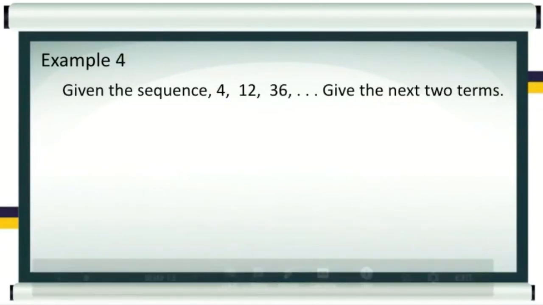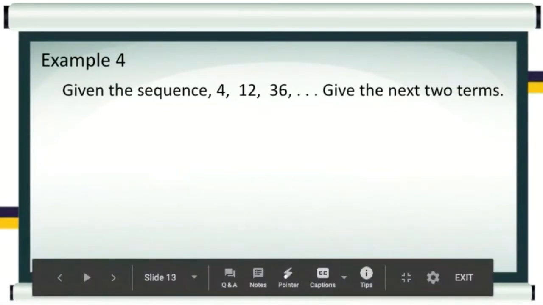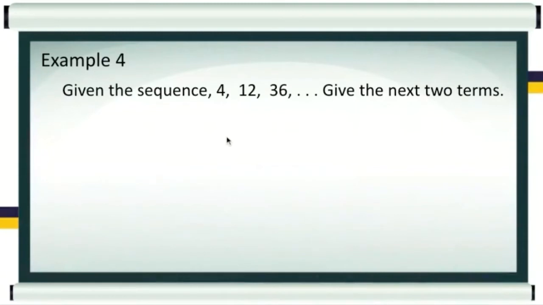Okay, for the last example, given the sequence 4, 12, 36, give the next two terms. How are we going to solve this first? We are looking for the next two terms. What are we going to do? Find the common ratio first. Okay, so let's solve for the R.